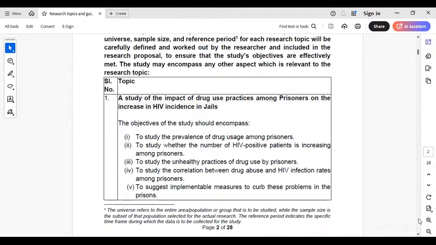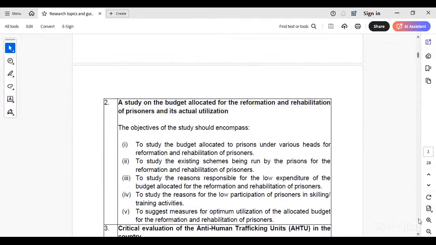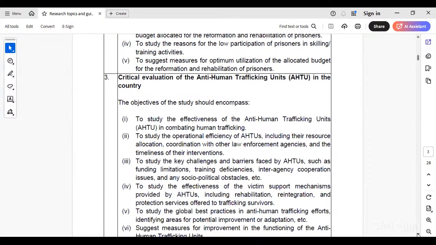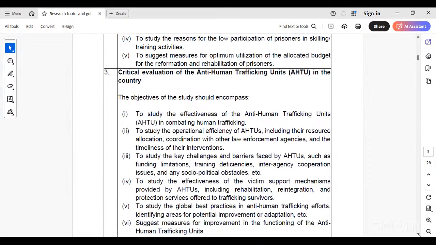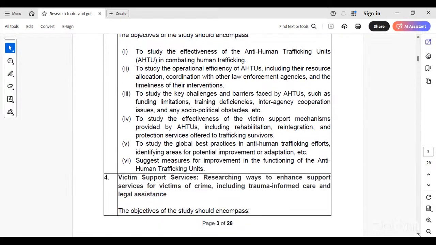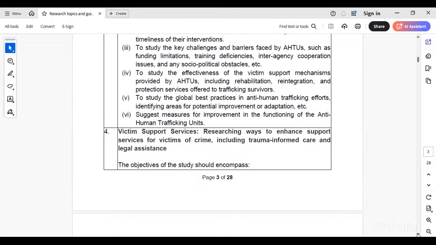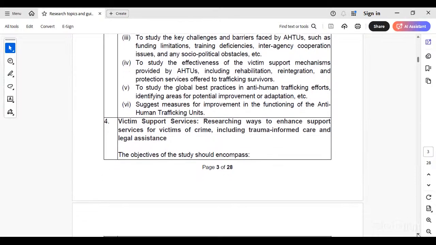You see here, next topic. Can anyone read? A study on the budget allocated for the reformation and rehabilitation of prisoners and its actual utilization. Okay, next one. Critical evaluation of the anti-human trafficking units in the country. Okay, next. Victim support services: researching ways to enhance support services for victims of crime, including trauma-informed care and legal assistance. Very good.